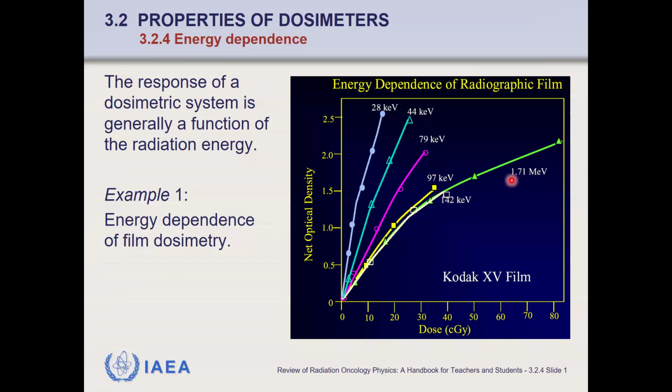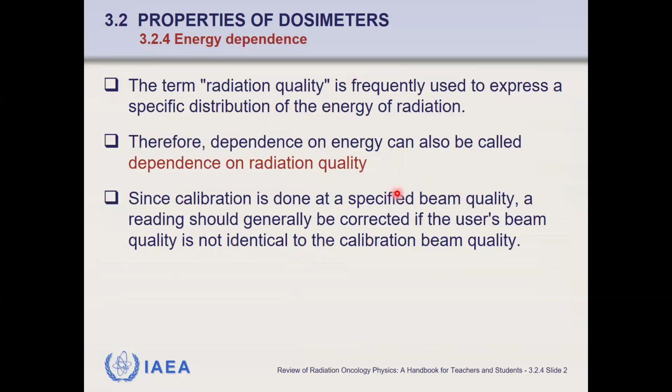So if you change the energy, for example from 1.71 MeV to 79 keV or 44 keV or 28 keV, we can see that the energy affects the result, affects the response of the dosimeter. So the term radiation quality is frequently used to express a specific distribution of the energy of radiation. Therefore, dependence on energy can also be called dependence on radiation quality. We can use both terms.